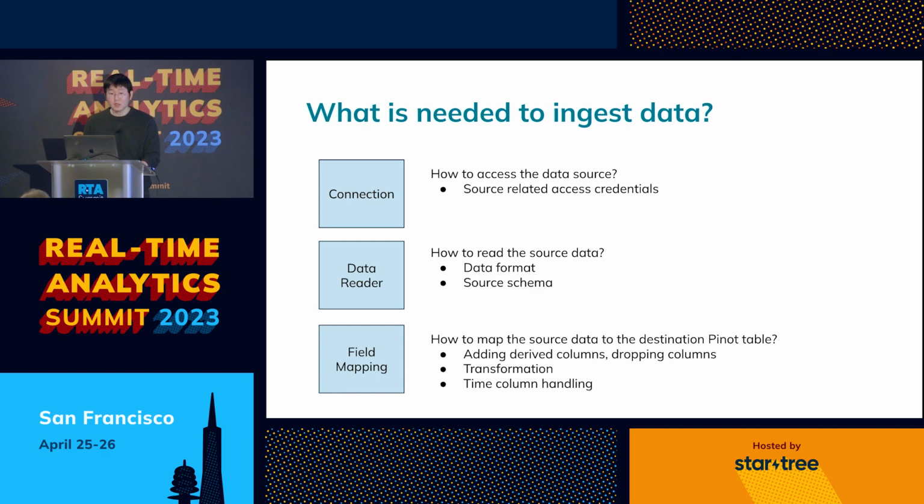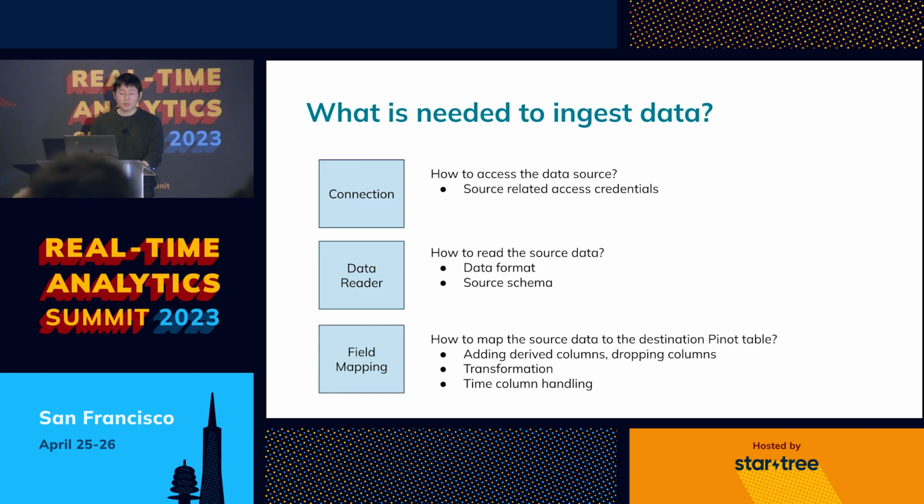So first category is about the connection. So when you need to access the data source, you need to set up the access. So we need to get some access credentials from the users. So for example, if you're using S3 on the AWS, you might need to get the secret key and access key pair from the users so that you can go to the S3 bucket and download some object.